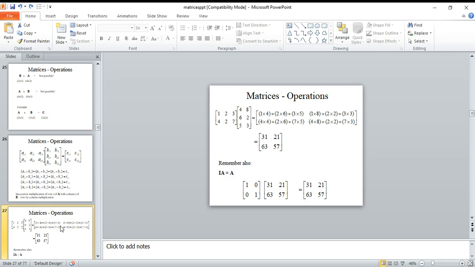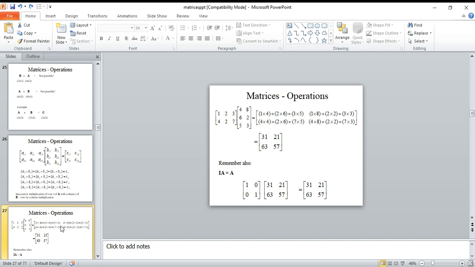Second row 4, 2, 7 into the first column 4, 6, 5. That is 4 into 4 plus 2 into 6 plus 7 into 5. And second row with second column will give the last element: 4 into 8 plus 2 into 2 plus 7 into 3. So, multiply, add, solve, simplify.